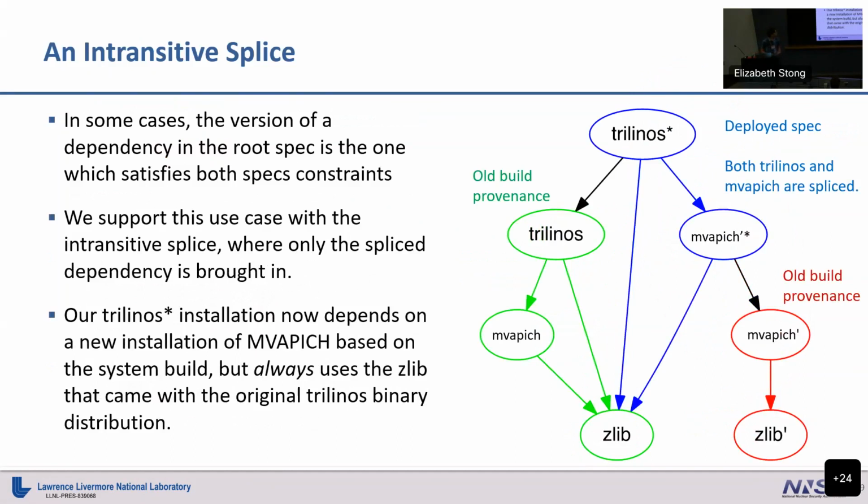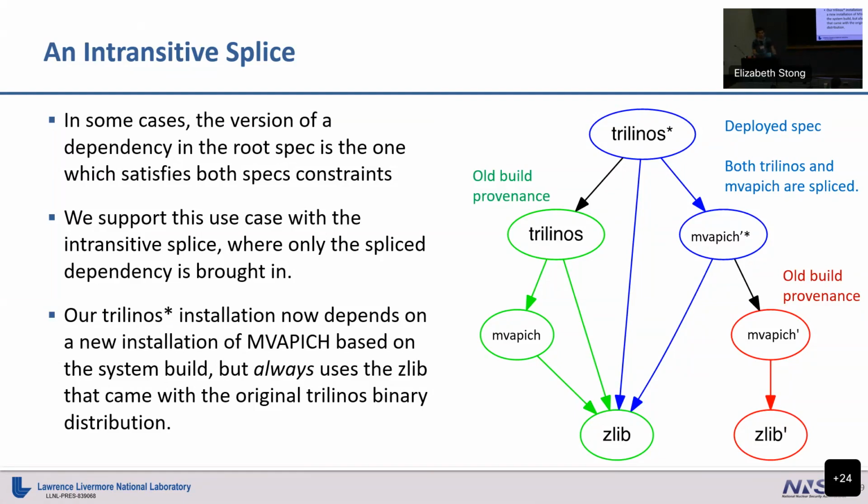There's also intransitive splices. So imagine you've deployed a really fast binary for MVAPIC, and you've made that available to other people, and they want to swap that into their builds and see if it gives them better performance. So you swap in MVAPIC prime, but you have to redeploy it now against the existing zlib in the package that you're installing with.